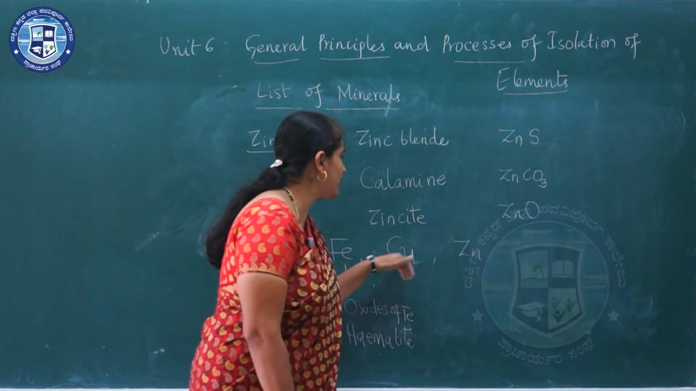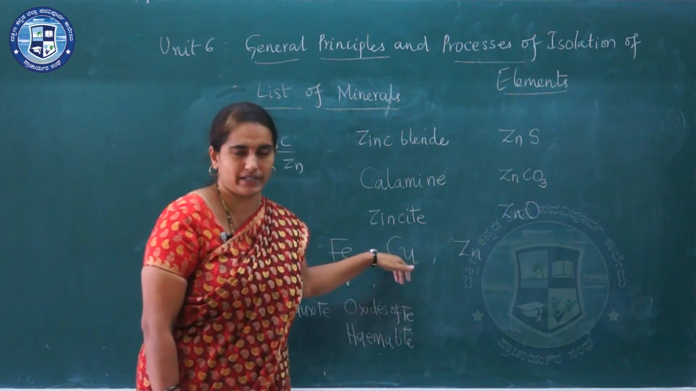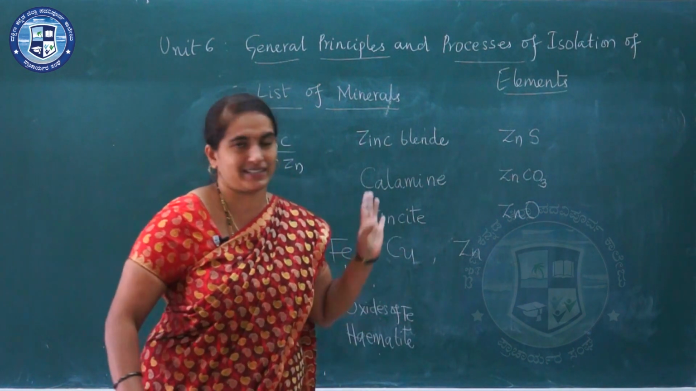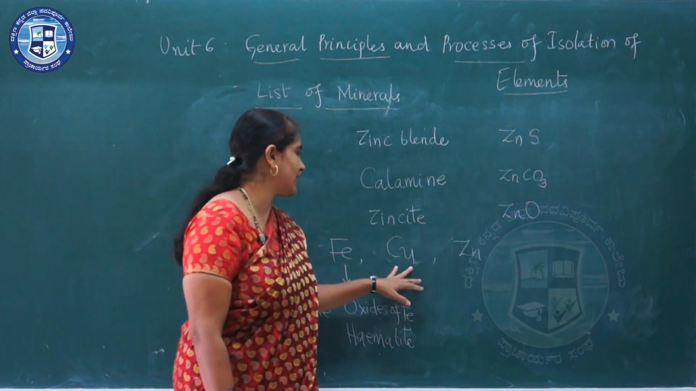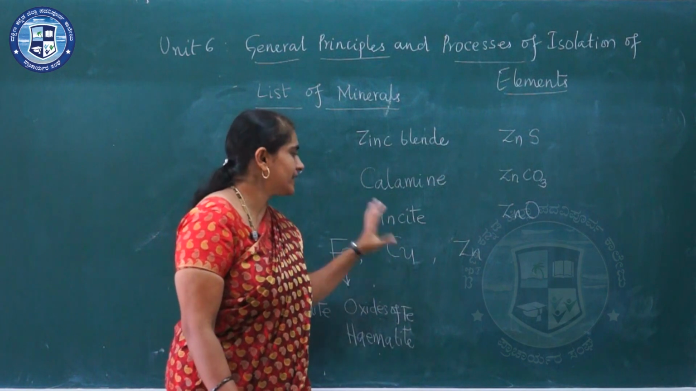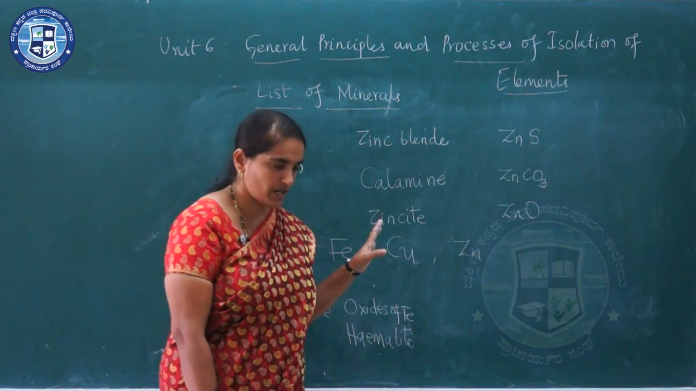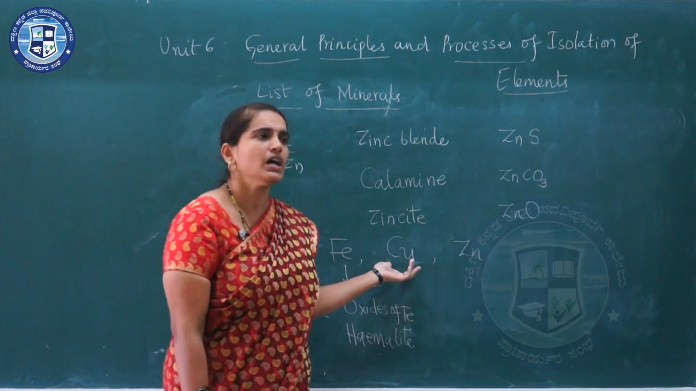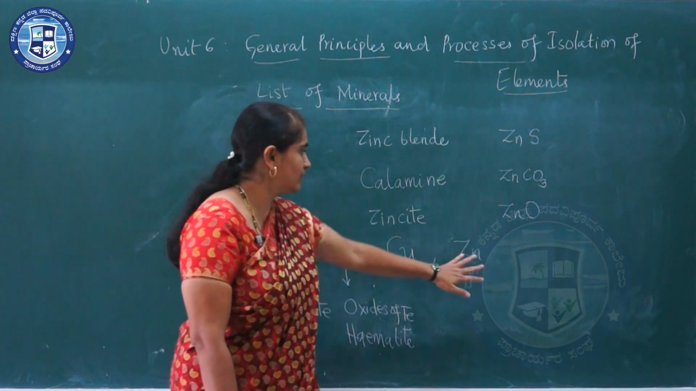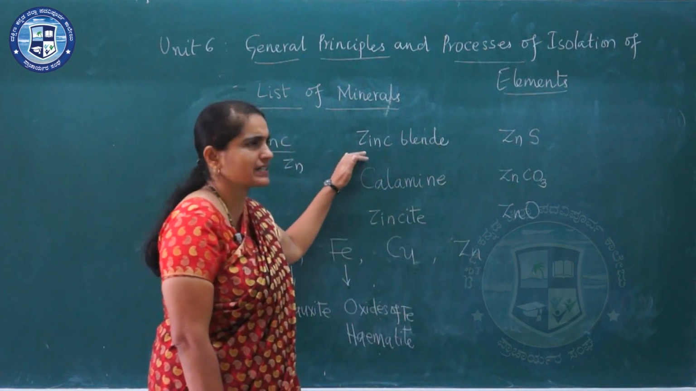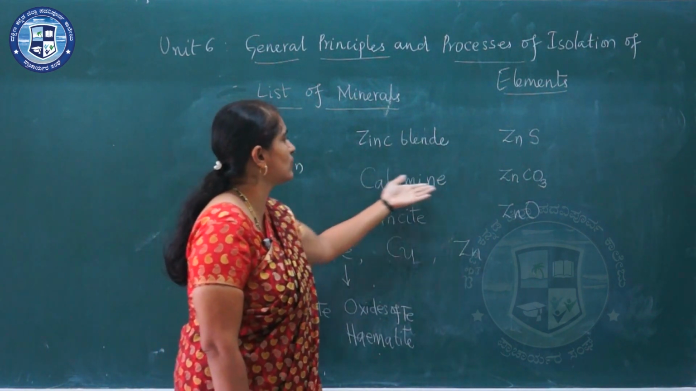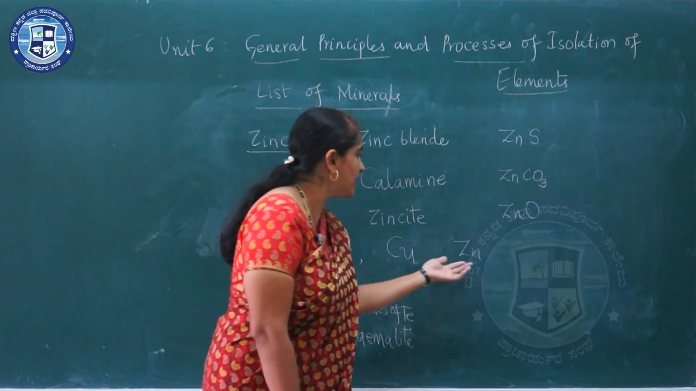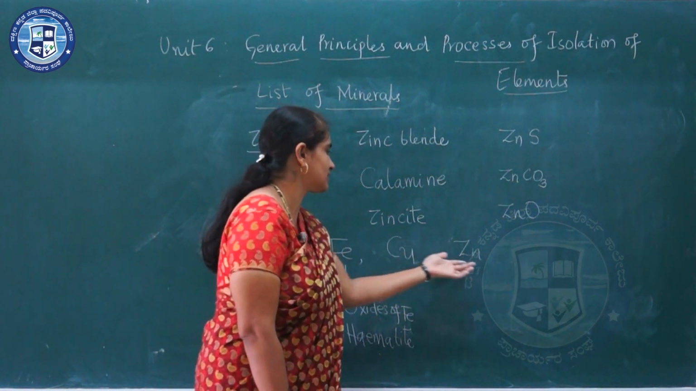Now for copper and zinc, there is no particular ore as such. Whichever is present in large quantity, that is taken. If I have more of copper pyrites, take that copper pyrites and isolate copper. Or if you have more of cuprite, you take that and isolate. Even for zinc, usually it is extracted from zinc blend, but if you find more of zinc carbonate or zinc oxide, you can take any. So there is no particular ore for these two.